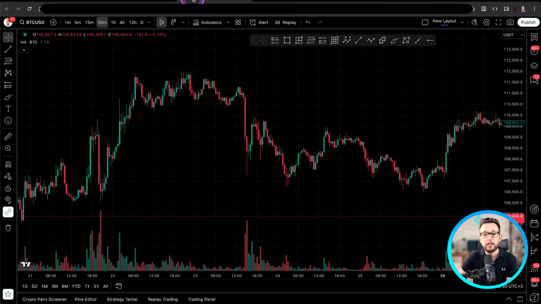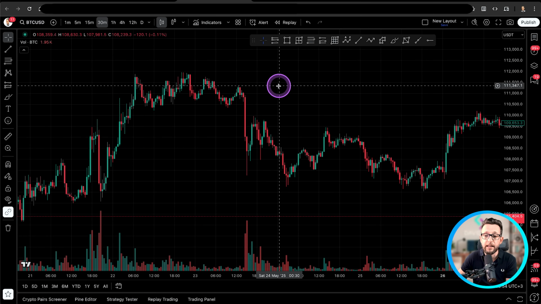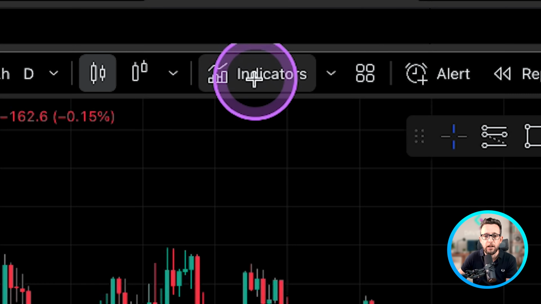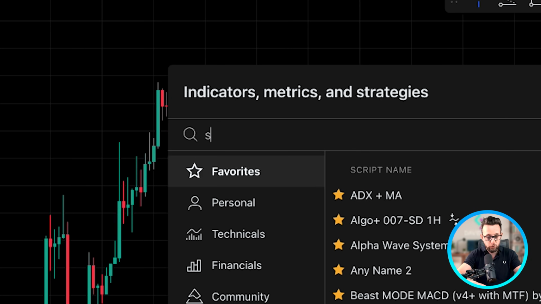Okay, let's get over to a nice clean chart. I'm on the 30-minute time frame. Let's start adding the indicators so you can understand what is behind this strategy and how it works. First indicator that I'm going to be adding is the SuperTrend.